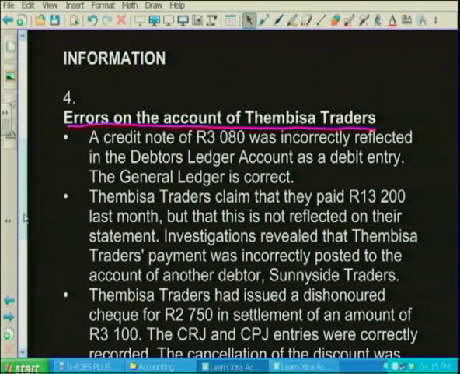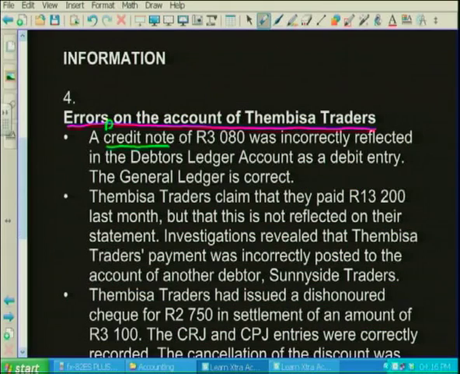Errors on the account of Tembisa Traders. A credit note of 3,080 Rand. A credit note, guys. Remember, whenever you see a credit note, what is that telling you? Brilliant. The debtor is returning goods. So credit note, remind yourself, the debtor is returning an item of 3,080 was incorrectly reflected in the debtor's ledger account as a debit entry. The general ledger is correct. General ledger, remember guys, here they're referring to the debtor's control account. So the debtor's control account is absolutely correct, but the error was made in your debtor's ledger account. Debtor's ledger as in the debtor's list.